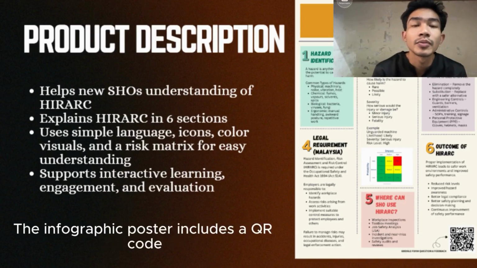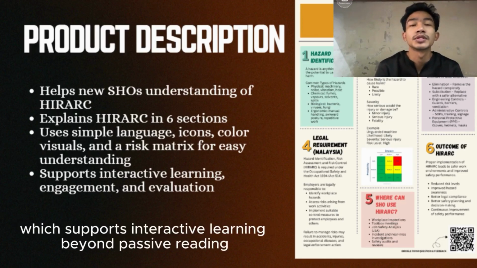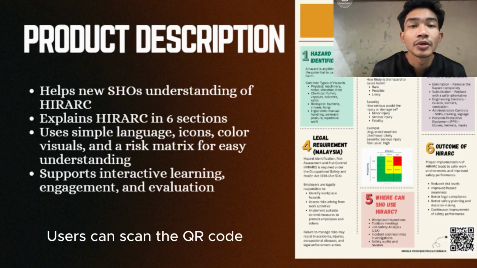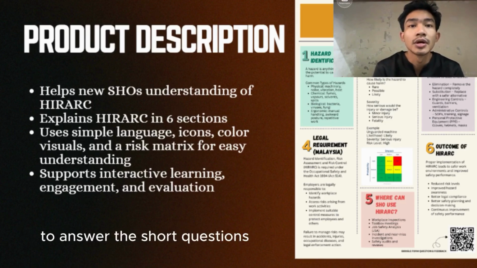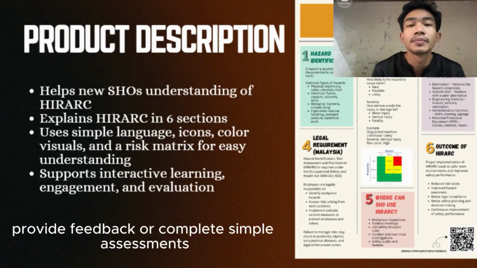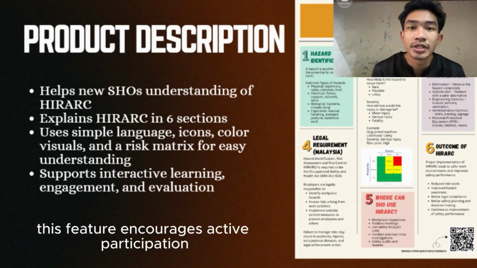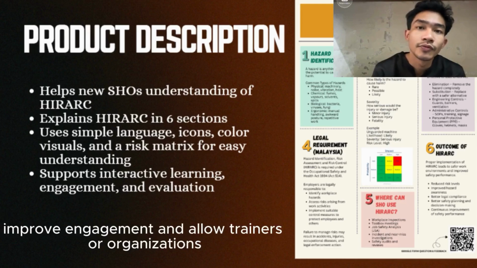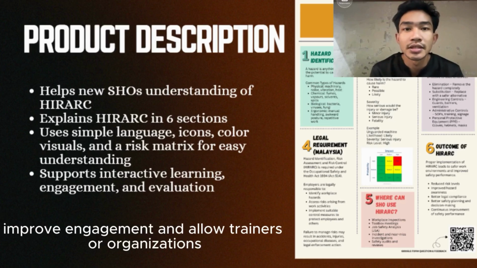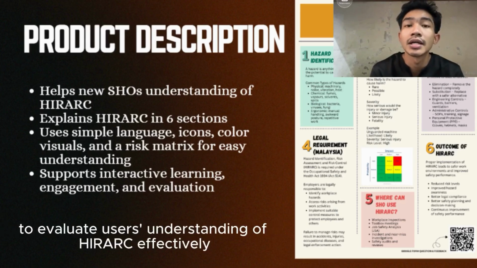The infographic poster includes a QR code linked to a Google form, which supports interactive learning beyond passive reading. Users can scan the QR code to answer short questions, provide feedback, or complete simple assessments. This feature encourages active participation, improves engagement, and allows trainers or organizations to evaluate users' understanding of HIRAC effectively.